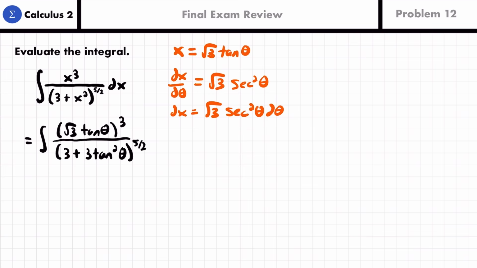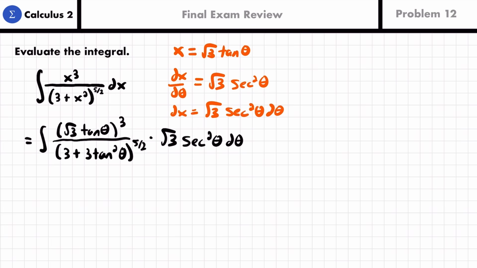All right, now be careful here. This is where a lot of people will make mistakes in trig substitution problems. They'll forget to replace dx with what it's equal to in terms of theta. So don't just write d theta there. That would not be correct. You want to replace dx with this entire expression. So you want to multiply by the square root of 3 times secant squared theta d theta. All right, and so now our integral is in terms of theta.